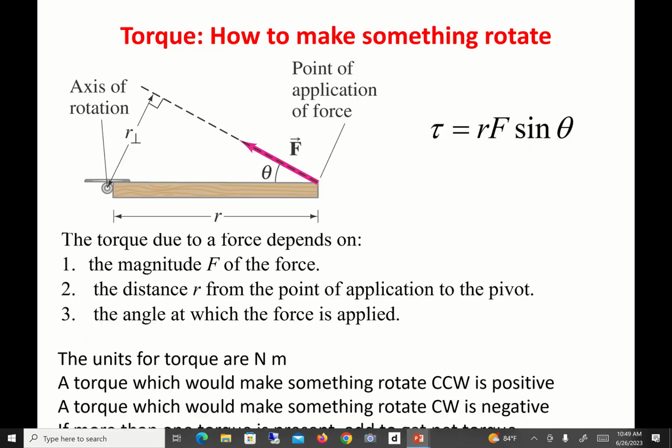So that's kinematics. Let's move on to dynamics. So dynamics was when we introduced forces. And so remember, the rotational equivalent of force is torque. And torque is equal to R times F times sine theta, where F is how hard you push, R is how far you are from the pivot to where you apply the force, and theta is the angle between the force and that radius vector. And the units for torque are in Newton meters. So a torque, remember, that makes something rotate counterclockwise is positive. Torque which makes something rotate clockwise is negative. And you have to add if you've got more than one torque.